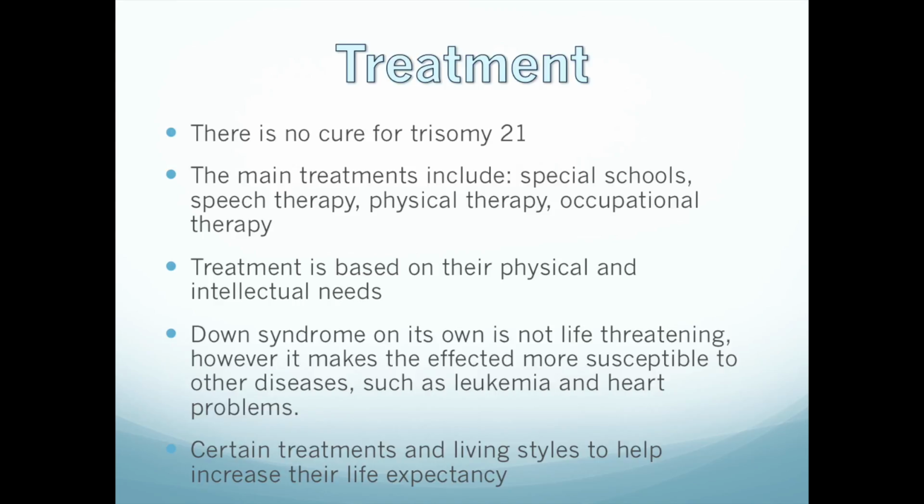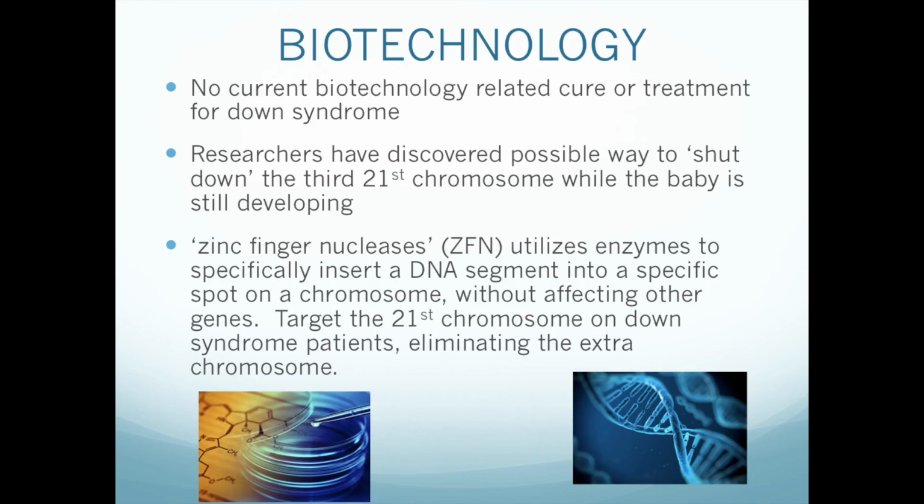However, biotechnology company Sangamo Biosciences are looking into a new way to shut down the third chromosome, possibly to be available in the future. This method includes injecting a certain enzyme into the affected zygote. This enzyme can target specific chromosomes and shut them down without impacting any other chromosomes. This treatment could be used for Down syndrome, Huntington's, and a variety of other genetic diseases.